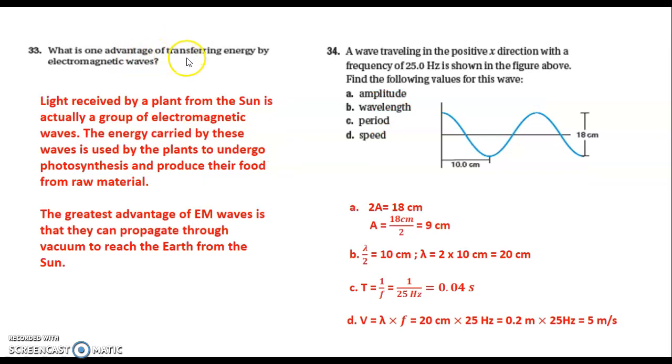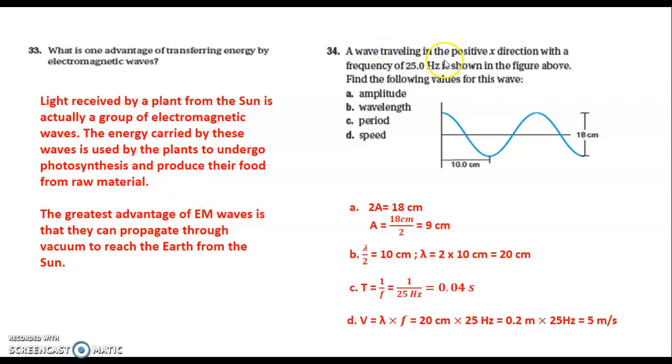What is one advantage of transferring energy by electromagnetic waves? Light, for example, received by a plant from the sun is actually a group of electromagnetic waves. The energy carried by these waves is used by the plants to undergo photosynthesis and produce their food from raw material. The greatest advantage of EM waves is that they can propagate through vacuum to reach the Earth from the sun. If this was not true, we wouldn't receive any electromagnetic waves that we use in different applications. So the greatest advantage is that electromagnetic waves, unlike sound waves or mechanical waves, can propagate through vacuum from outer space to the Earth.